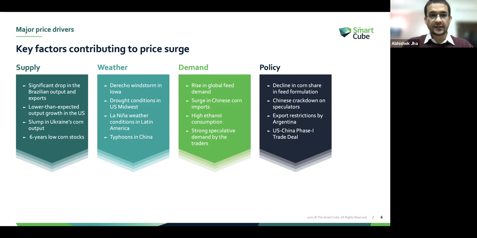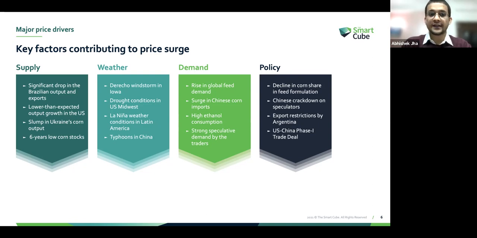Moving ahead to the next country, that is US, and US actually saw a drier weather condition, and there was a derecho windstorm that impacted Iowa. That happens to be the largest corn producing state in the US, and it accounts for about 19% of the total US corn produced. It was also followed by drought-like condition in the Midwest. That happens to be the corn belt of US, and overall it led to US not meeting the expected level of output growth during the year.